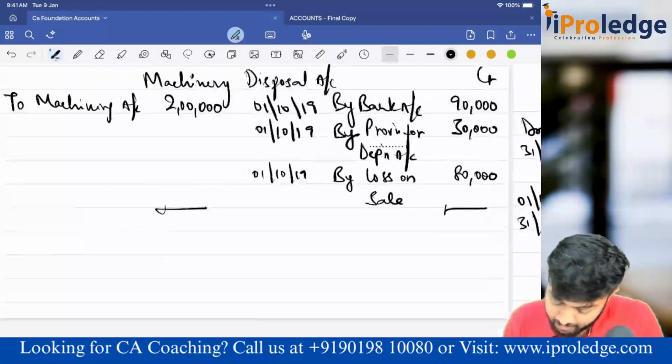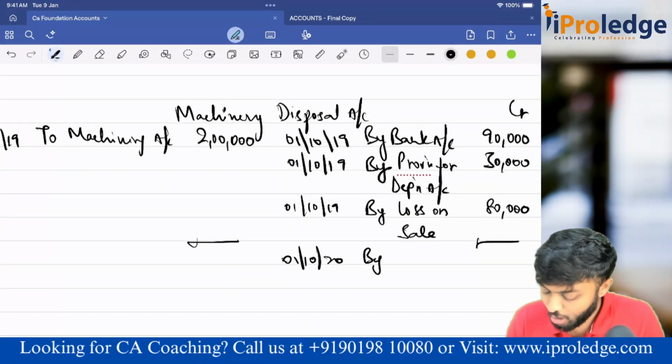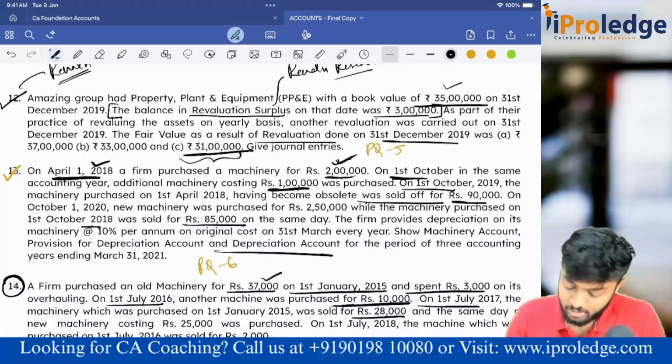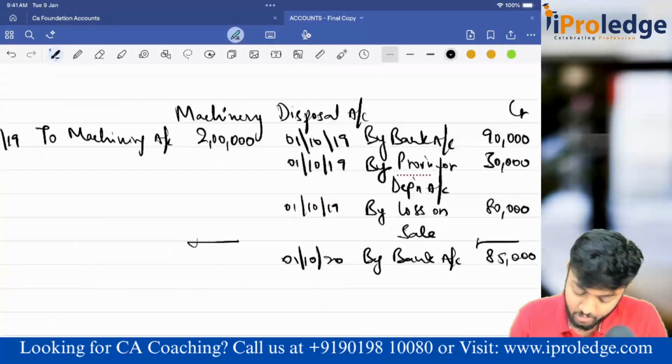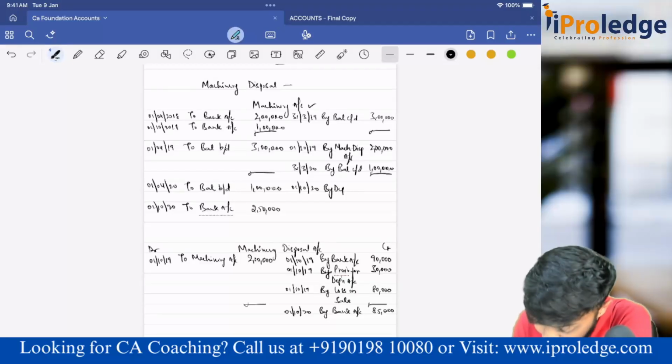So the bank entry comes here, credit side. 1-10-20 by bank. How much money have I received? I have received 85,000 rupees. If you see, how much I sold it for? 85,000. Then profit or loss. In this case, we have profit. Profit comes in the debit side.